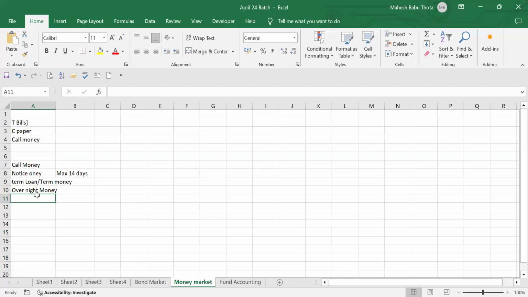Overnight money means we take the money as a loan or borrowing only for a night. The money is borrowed and lent on a given banking day, and the repayment is scheduled for the next day itself. Suppose I am borrowing today, tomorrow itself I have to repay. There is no extension of date. If you extend, that will be a different category, like notice money or call money. So there is no extension. Today I'll get the loan, tomorrow itself I have to repay that money. That is called overnight money.